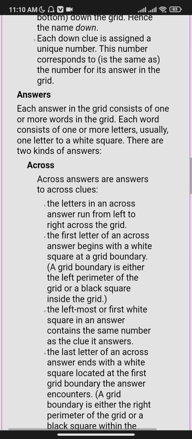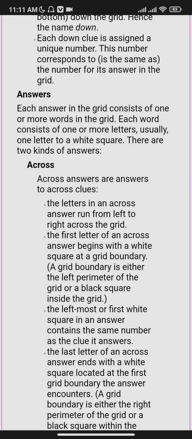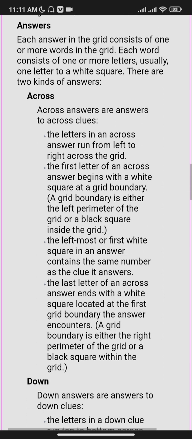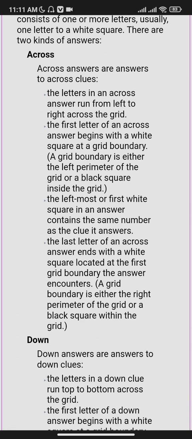There are two kinds of answer. Across answers are the answers to across clues. The letters in the across answer run from left to right across the grid. The first letter of an across answer begins with a white square at the grid boundary. A grid boundary is either the left perimeter of the grid or a black square inside the grid. The leftmost or first white square in an answer contains the same number as the clue it answers.